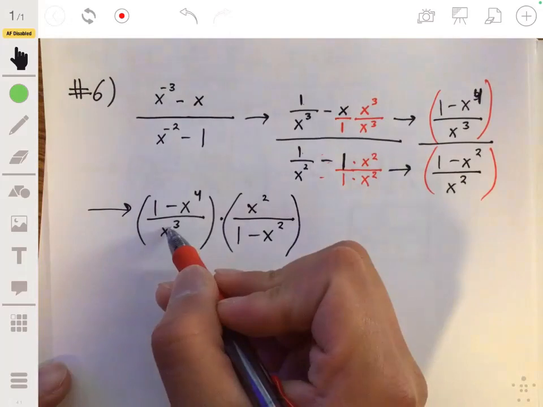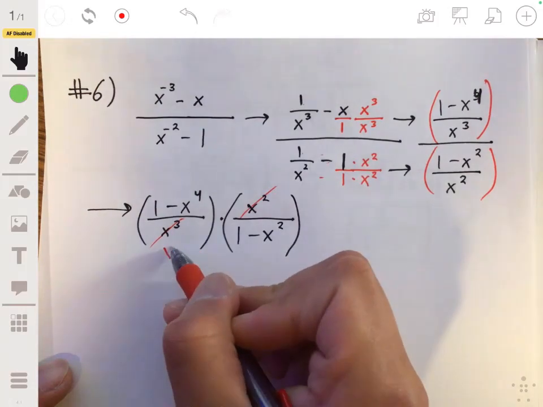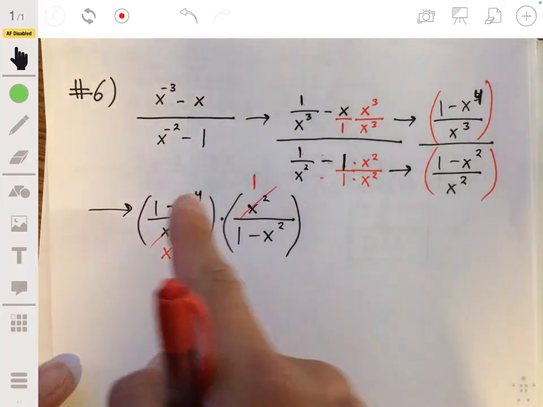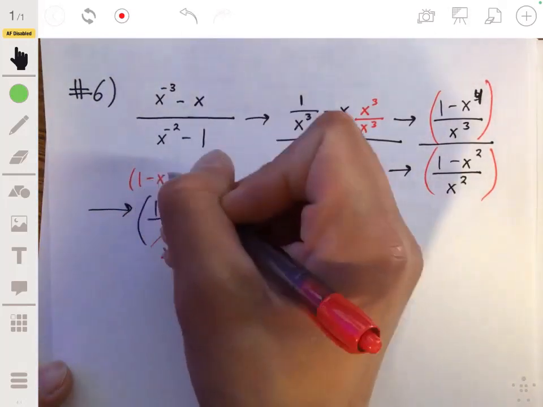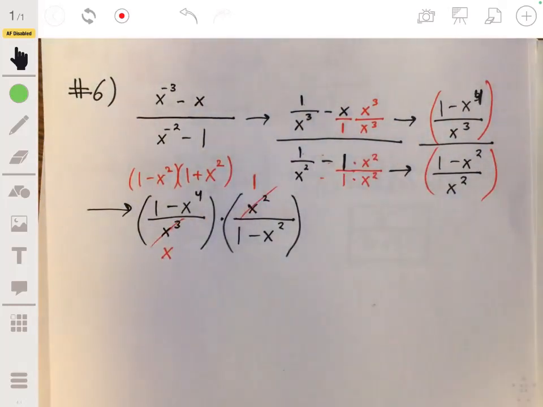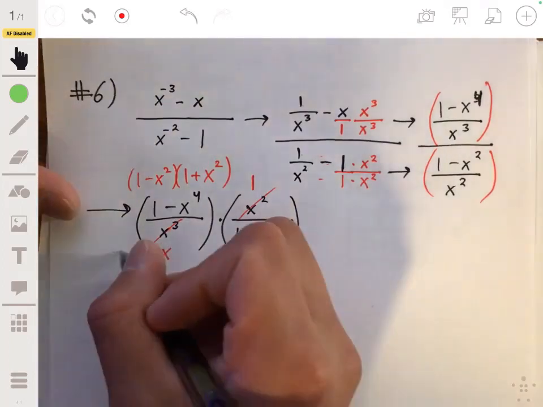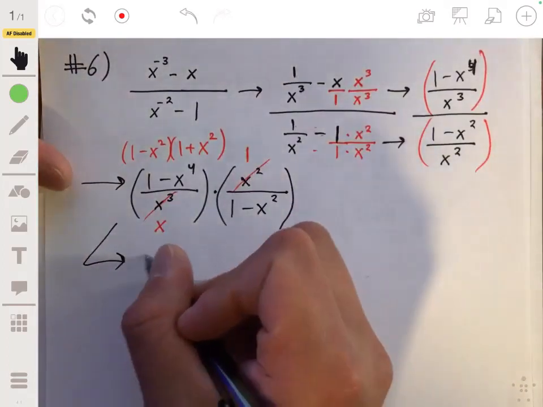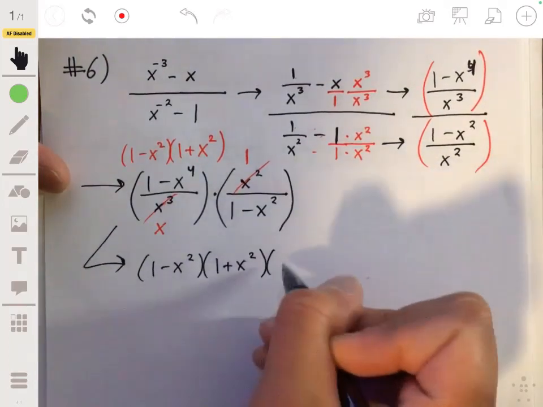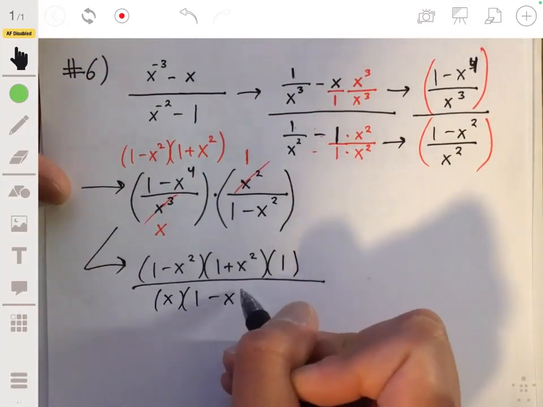Now, this x cubed and this x, this can factor out because then all you have left here is x, and then here you got a 1. And this can actually be factored into a 1 minus x squared times a 1 plus x squared. So then let me write it all out so you can see it easier. So what you have there is this 1 minus x squared times a 1 plus x squared times a 1 all over the x times a 1 minus x squared.